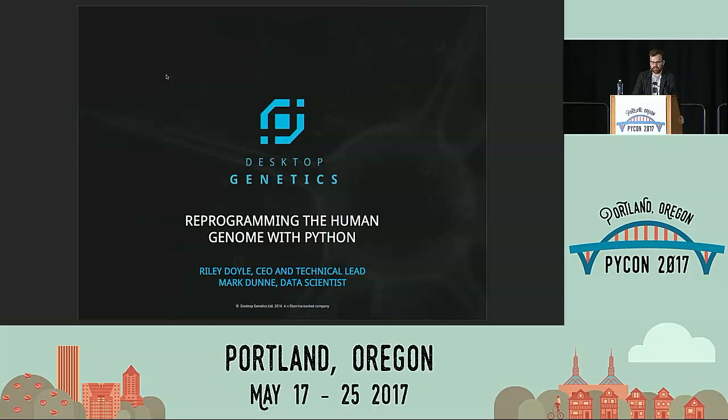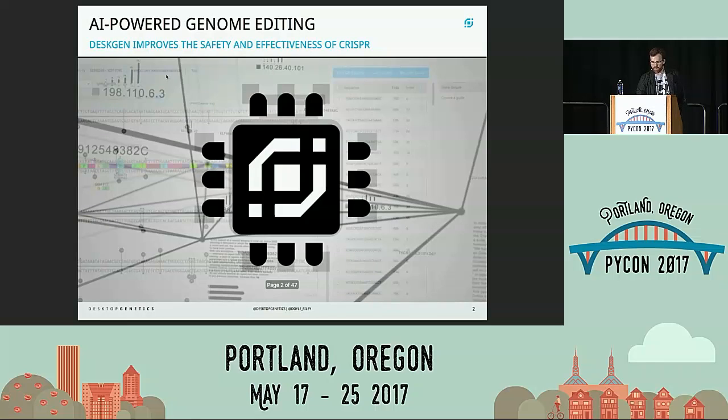which is the amazing work that's been going on recently in cell and gene therapy with CRISPR genome editing in particular, and how we have been using Python to facilitate this process and make it safer and more effective for patients. So the idea that we work on at Desktop Genetics is to use machine learning to make CRISPR genome editing safer and more effective.